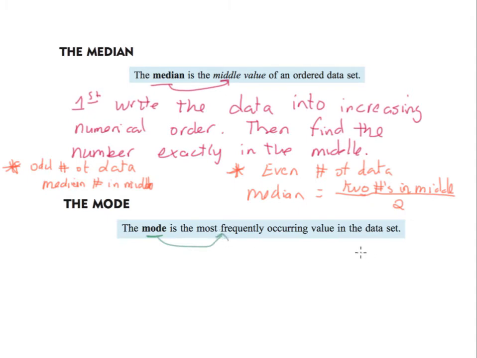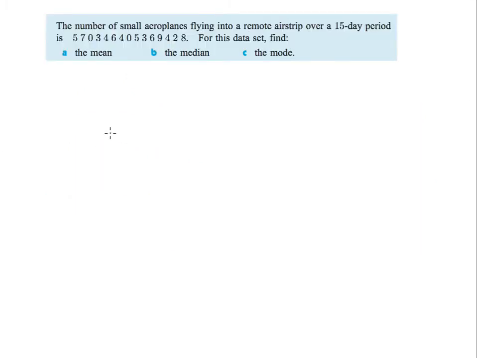The last measure of center is called the mode. The mode is just simply whichever data value occurs the most often. So the most frequent data value. So let's look at an example.